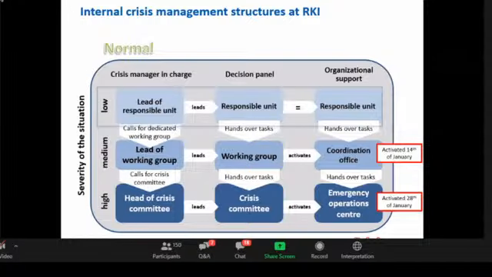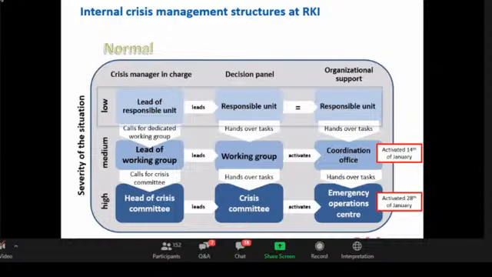If the severity of the situation is higher, like medium, then a working group can be established. The head of the working group is usually the head of the department at our institute. For the organizational support, we can also have a coordination office. For COVID-19, the coordination office was activated on the 14th of January, and the working group already on the 6th of January.